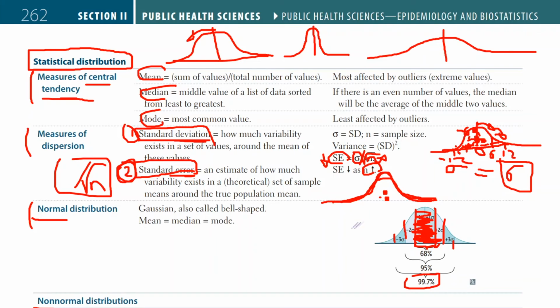In the normal distribution, since it's very symmetric, any outlier here is equally matched by an outlier here. So in general, you're going to have the mean, median, and mode exactly the same, because this is perfectly symmetrical, so all of them should land right in the center. Mean, median, and mode should land all in the center.